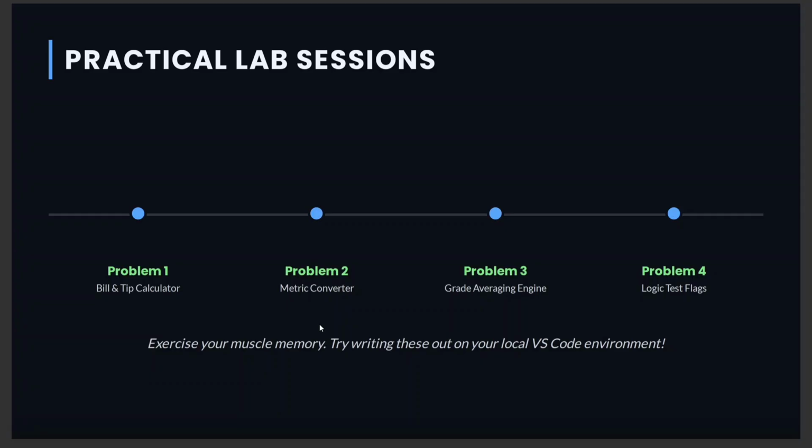Let's break this down using the IPO model first. Input: we need to ask the user for two things, the original bill amount and the percentage they want to tip. Process: we will calculate the tip amount by multiplying the bill by the percentage. Then we add that tip to the original bill. Now, at last, output: we will print a clean, readable receipt on the screen. Let's write our code. This is our first problem.